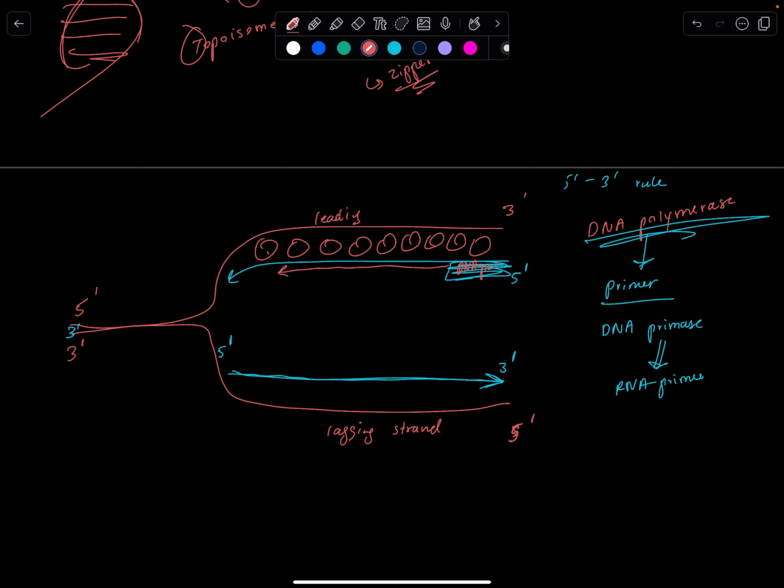It uses the primer. And then once the use of the primer is done, or we don't need it anymore, a specific DNA polymerase 1 is going to remove the RNA primer.